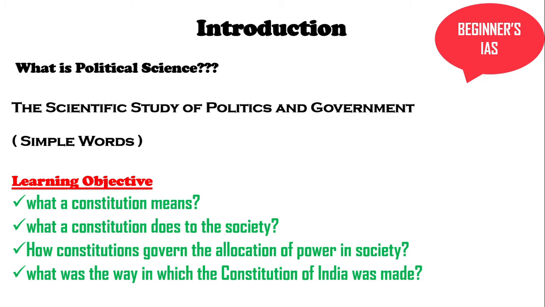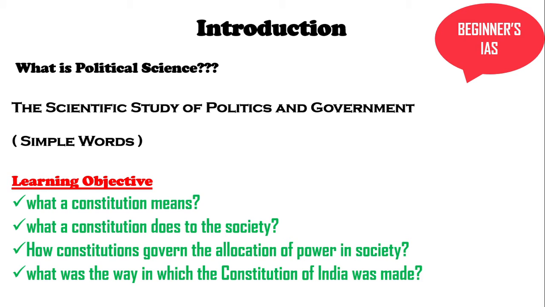Before seeing that, what is political science? That is very important. One has to know that. The scientific study of politics and government. That is the simple word. Politics was primarily concerned with the study of ethics. And also note that it focused on the study of political ideas, political institutions, and processes within the state and relation between the states.